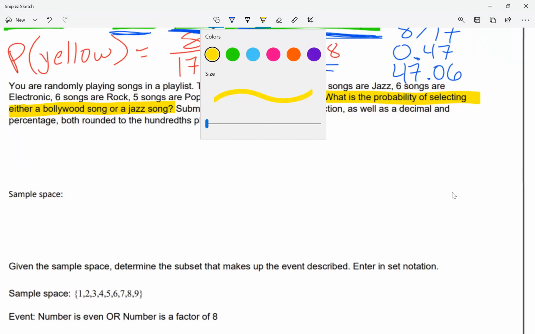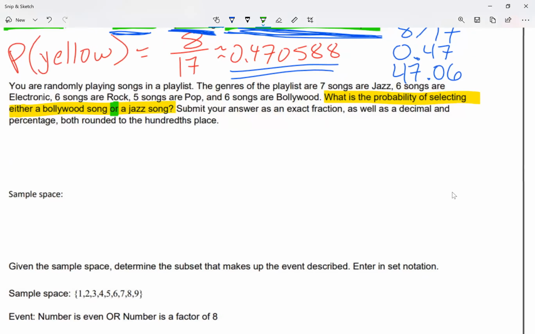Okay, the interesting part here is that I have the word or. So I'm going to look at the cases of Bollywood and jazz, and then I'm going to add them up. We're going to deal with some cases when we have the word and, and we're going to see those in a minute. But right now, looking at the or, I'm going to add. I have 6 songs that are Bollywood, and I have 7 songs that are jazz. So I'm just going to add those two, and I'm going to say my favorable outcome is 13. I just added the Bollywood songs and the jazz songs.